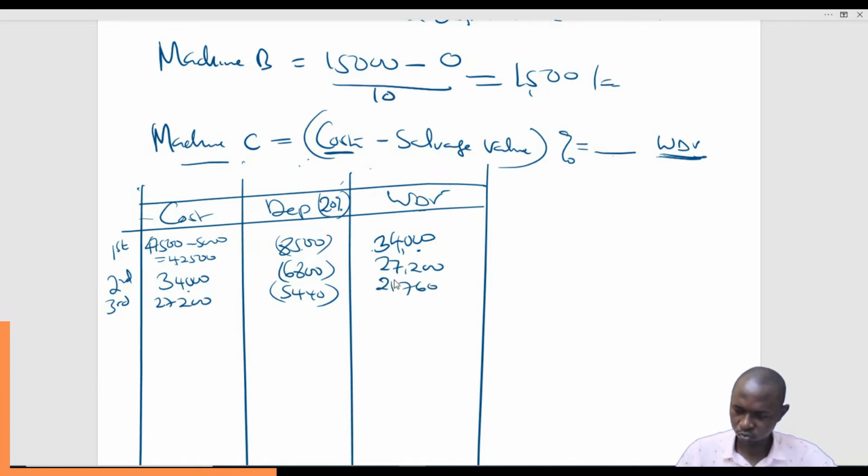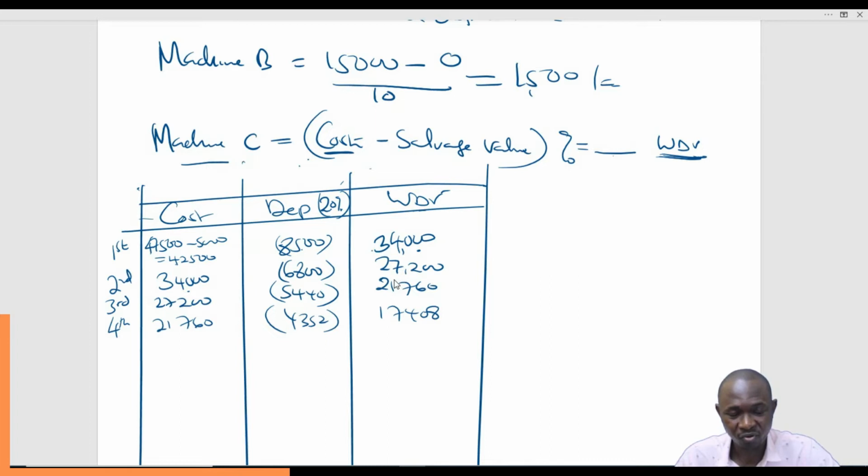Then we go to the fourth year. 21,760 will come there, times 0.2, and that gives us 4,352. Then minus that from 21,760, this gives us 17,408. And since we've not been told how many years this asset is going to be around, its useful life, we'll keep on subjecting it to depreciation until the date that it will take.